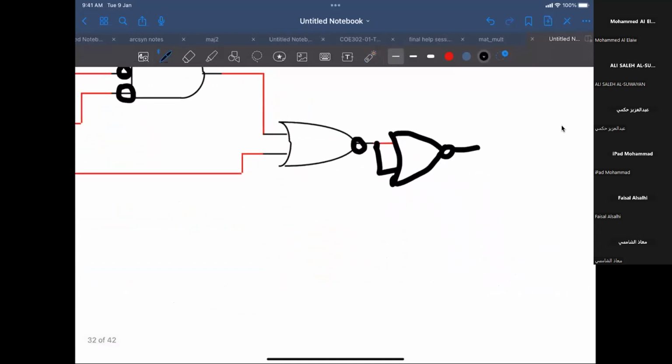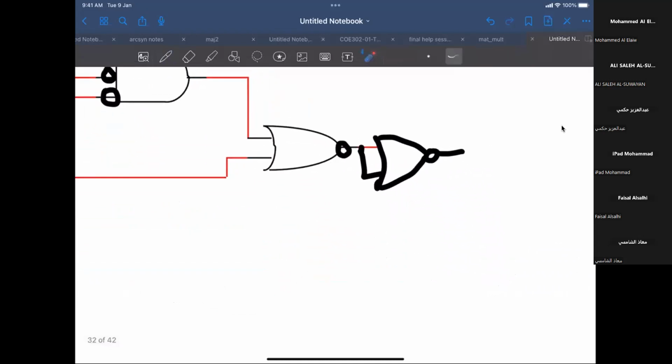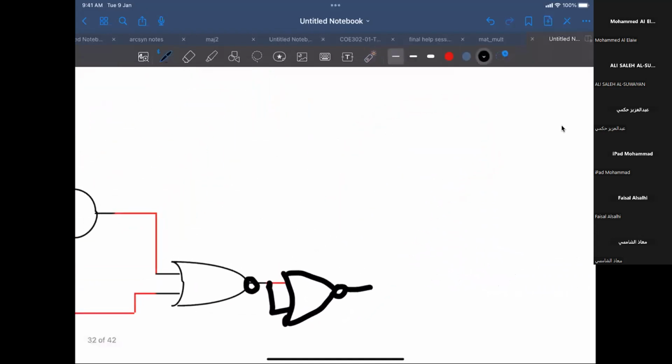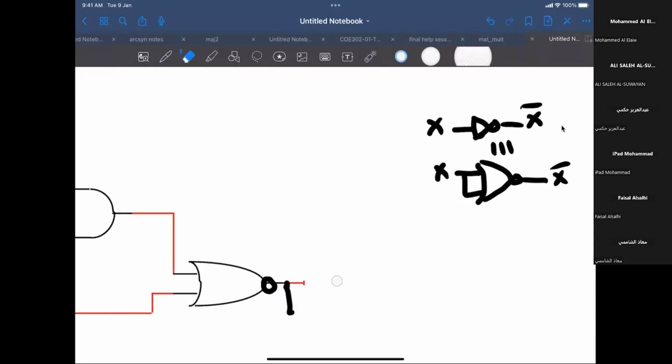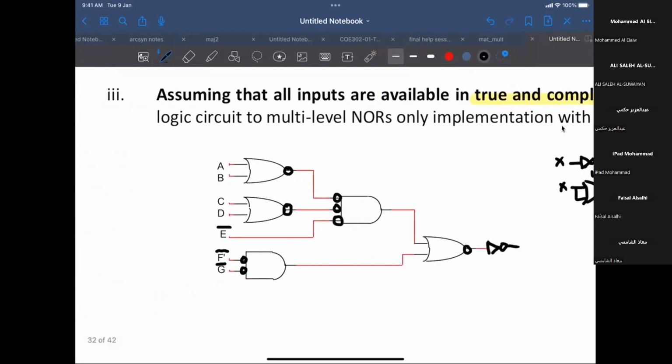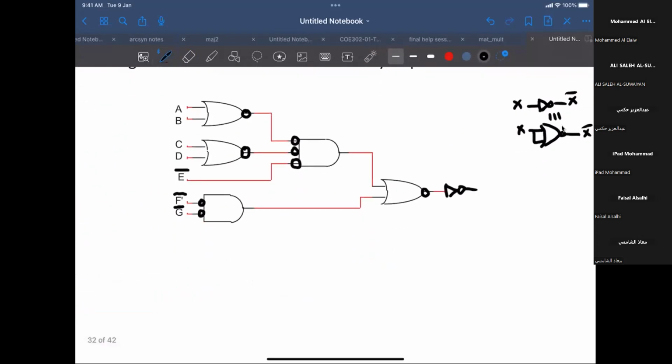If you want to use inverters in your answer rather than doing this using NOR, then you must show the implementation of an inverter using NOR. Okay, you say here on the side, guys: this is X, this is X complement, and this is equivalent to X complement. If you do this, then there is no need for this NOR, and you can say, well, this is going to be just an inverter. Okay, so I hope that this is clear, guys. Now you need to redraw it using NORs.